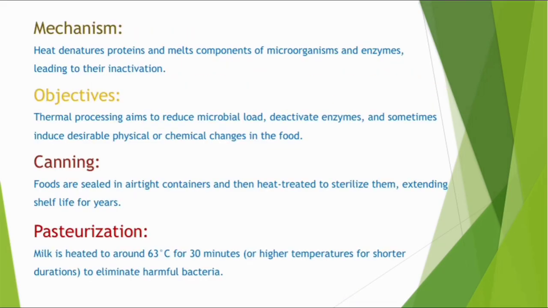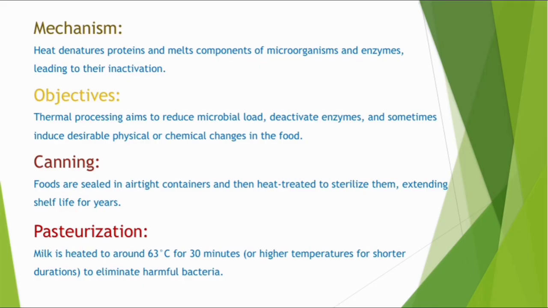Now let's take a closer look at the mechanism behind thermal processing. When we apply heat, it causes proteins to denature and melts the components of microorganisms and enzymes. This process effectively inactivates them, which is crucial for ensuring food safety and extending shelf life. The main objectives of thermal processing are quite clear. We want to reduce the microbial load, deactivate enzymes that could cause spoilage, and sometimes induce desirable physical or chemical changes in the food to improve texture, flavor, or nutritional value.